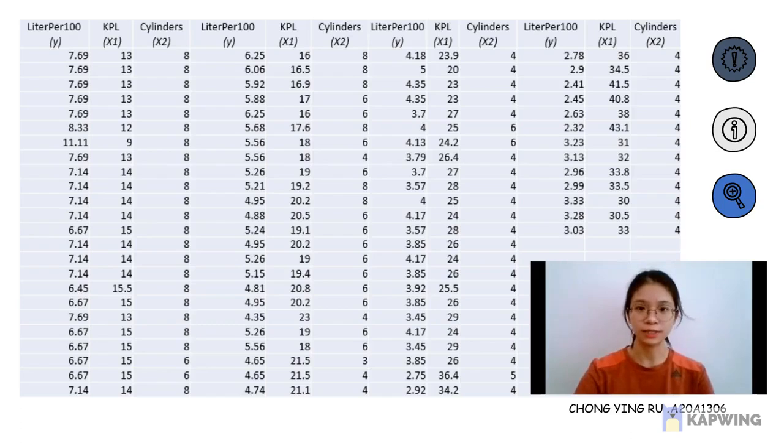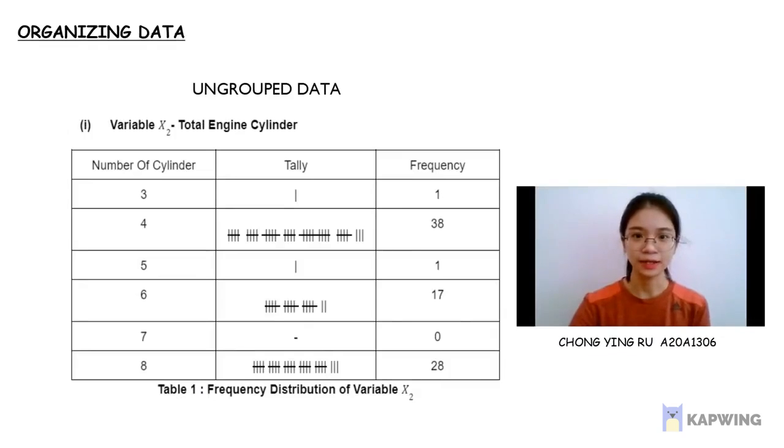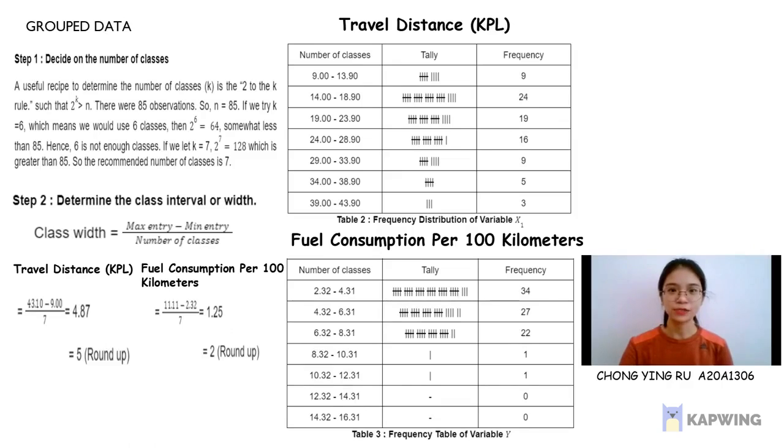Organizing data. This is the ungrouped data for the variable X2, which is total engine cylinders. So we need to find the frequency distribution of variable X2. However, this is grouped data for variable X1 and Y, which are travel distance and fuel consumption per 100 kilometers.